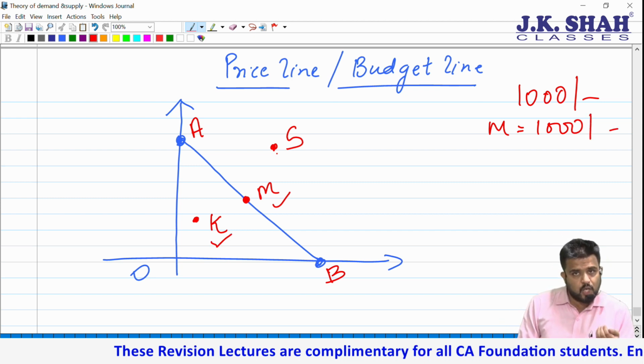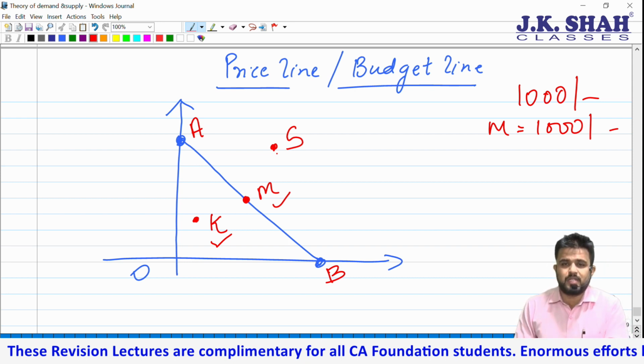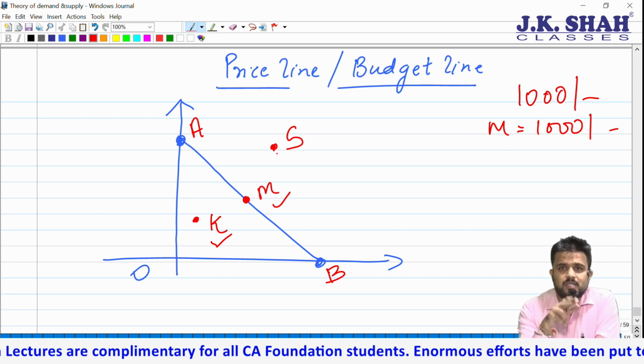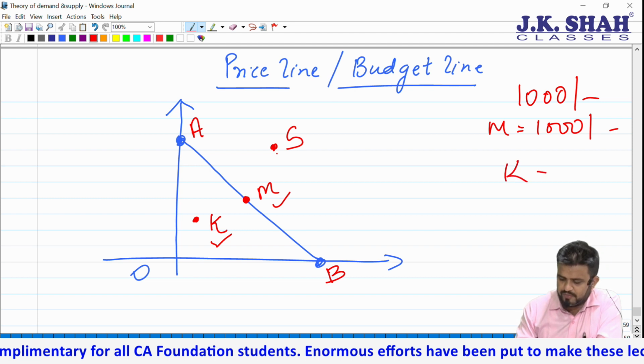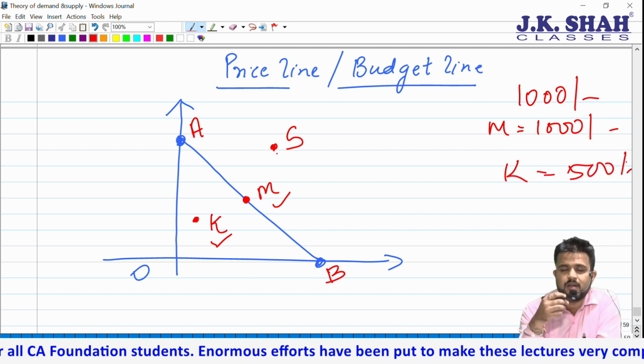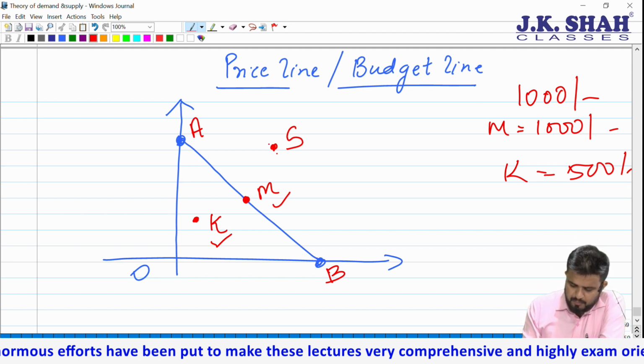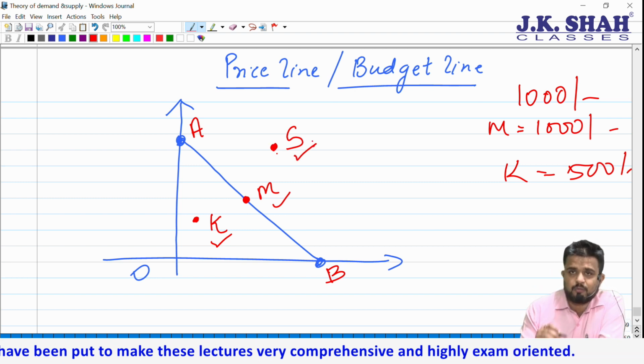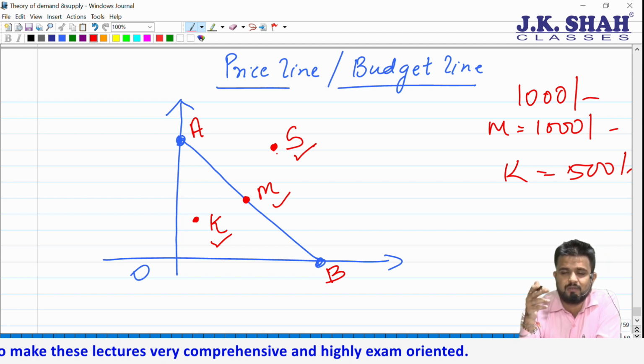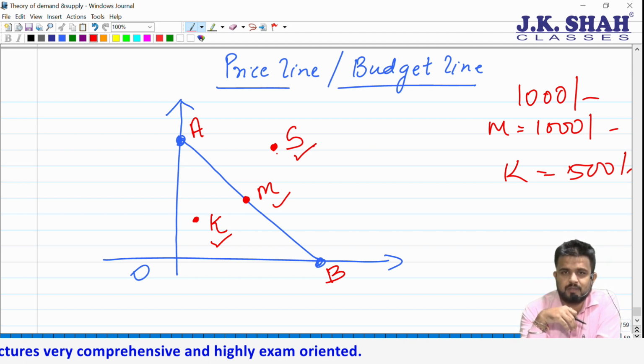Point K is below your budget line. It's below your budget, which means if your budget is 1000, the price of K would be 500. You can 100% buy it. There's no problem. But point S is away from your budget because it is expensive. It could be 2000 rupees.